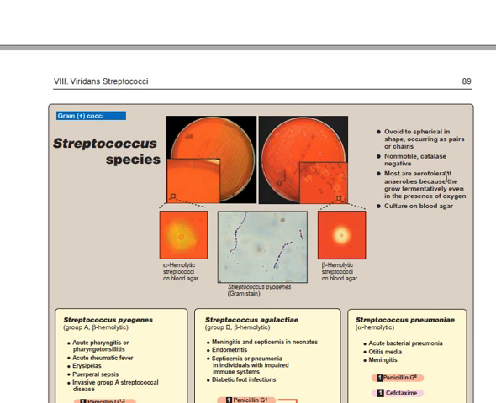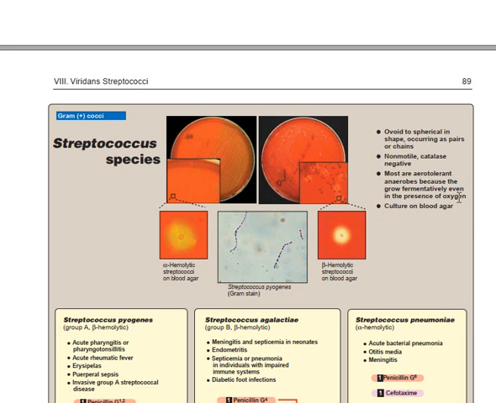Most are aerotolerant anaerobes. Is it clear? So they are also anaerobes. In Staphylococci, they were facultative anaerobes. Here they are aerotolerant, meaning that they are anaerobes, but they are also tolerant of oxygen, because they grow fermentatively even in presence of oxygen. In presence of oxygen, they can also cause fermentation.